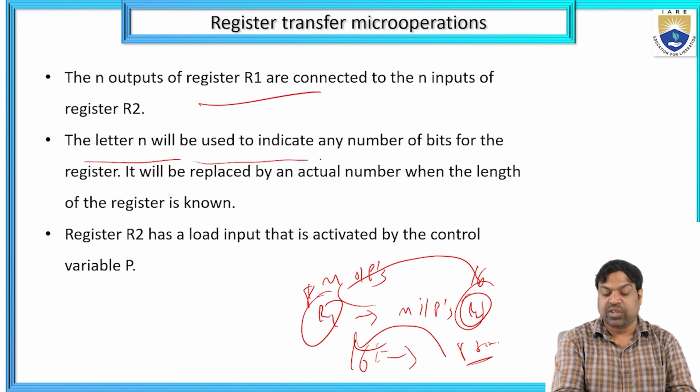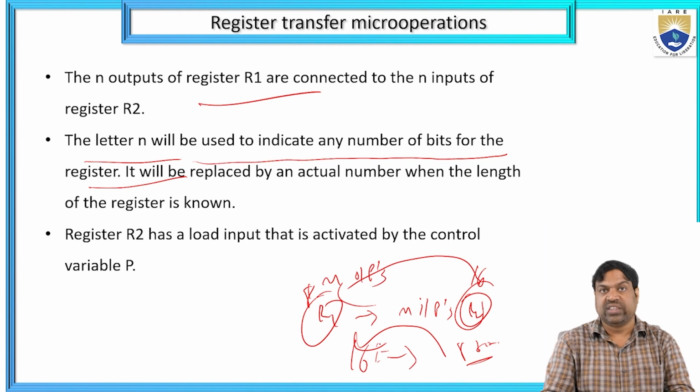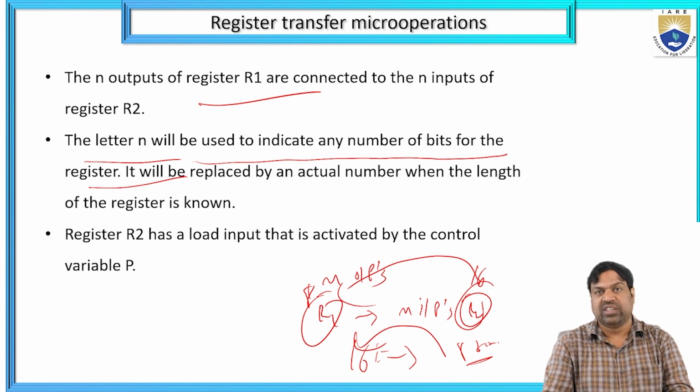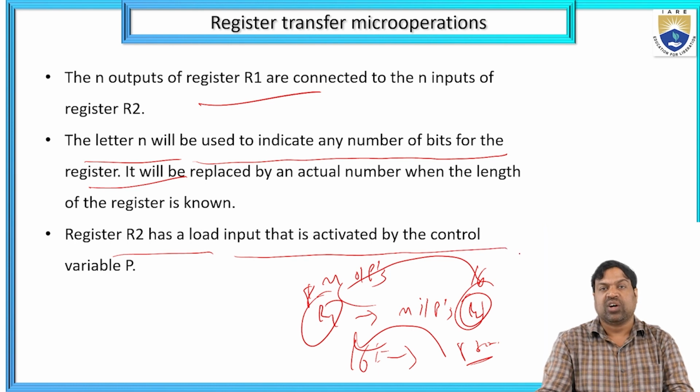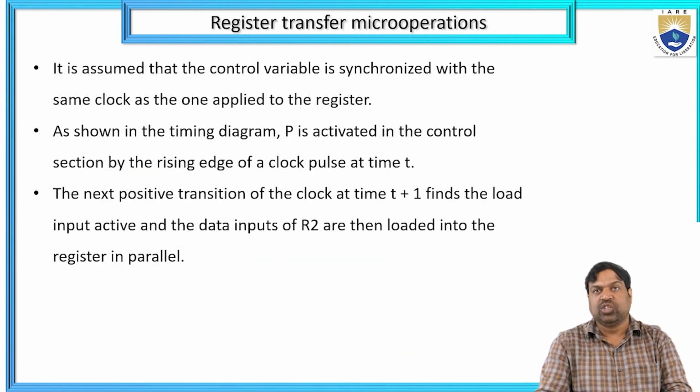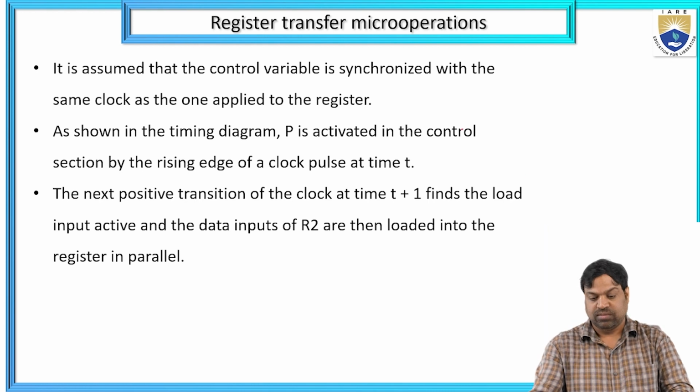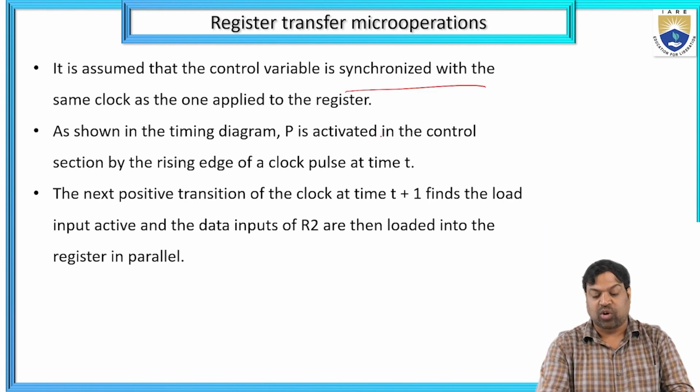So the letter N is used to indicate the number of bits for the register. So what is the length? R1 equal to N bits, 8 or 16. And the length of the register will be defined. And for R1, R2, definitely we know the length. So N is defining the size of the register. So the register R2 has a load input that is activated by the control variable P. And it is assumed that the control variable is synchronized with the same clock as the one applied to the register.